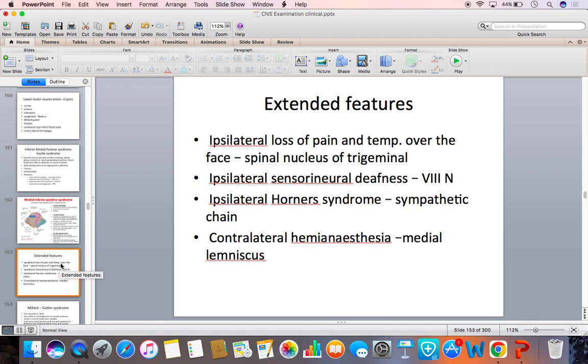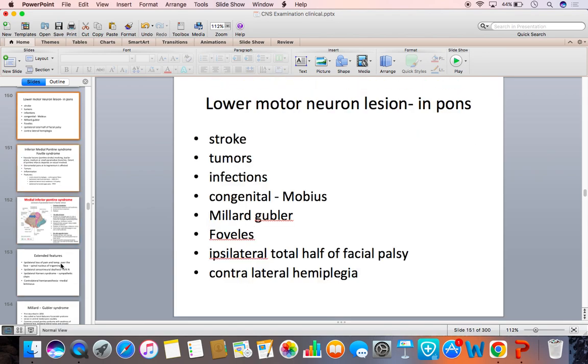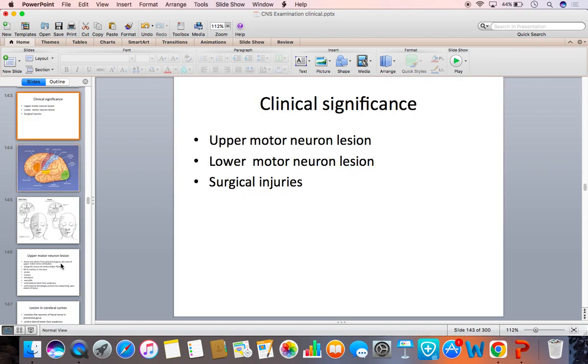Sometimes it in fact is extensive. So it will be associated with extended features, with ipsilateral loss of pain and temperature over the face because of the involvement of the spinal nucleus of the trigeminal nerve, ipsilateral sensorineural deafness because of the involvement of the 8th nerve, ipsilateral Horner syndrome because of the involvement of sympathetics, and contralateral hemianesthesia because of the involvement of the medial lemniscus. There is a good picture that is missing here, but I'll show you.